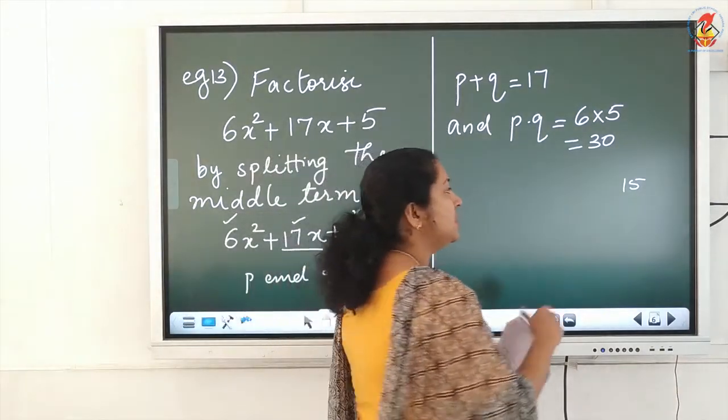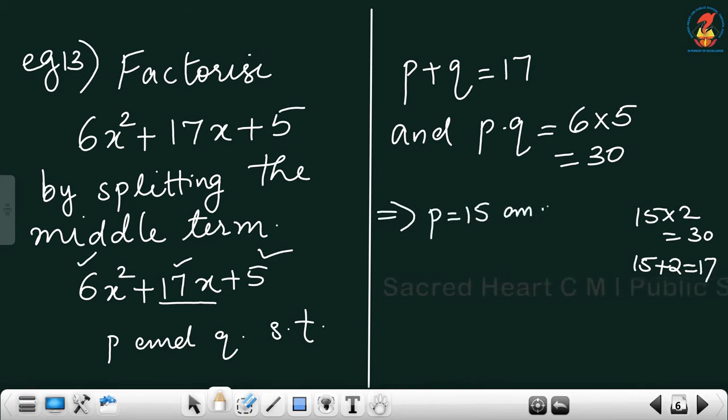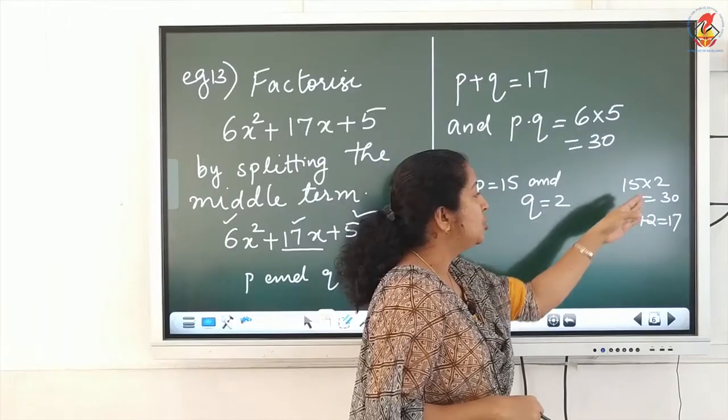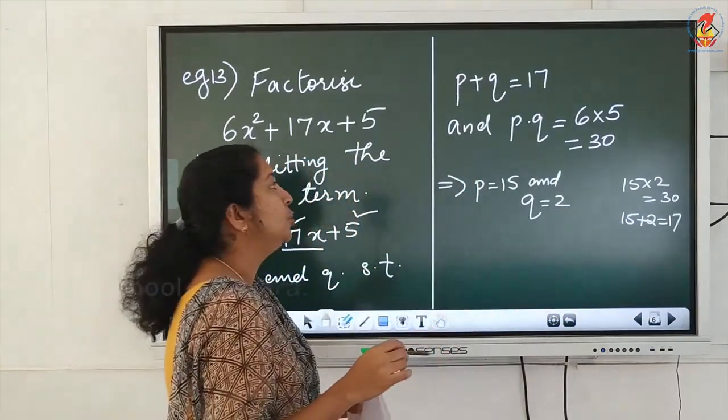So first is 15 into 2 is 30. So you have to check whether 15 plus 2 is 17. 15 plus 2 is equal to 17. So we can take these two numbers. This implies that P is equal to 15 and Q is equal to 2. P plus Q is equal to 17 and P into Q is equal to 6 into 5, 30. So P is equal to 15 and Q is equal to 2.